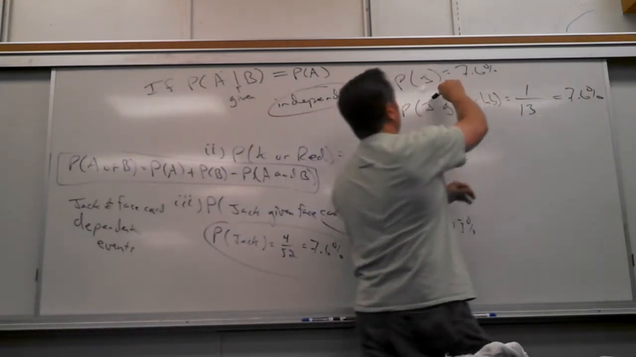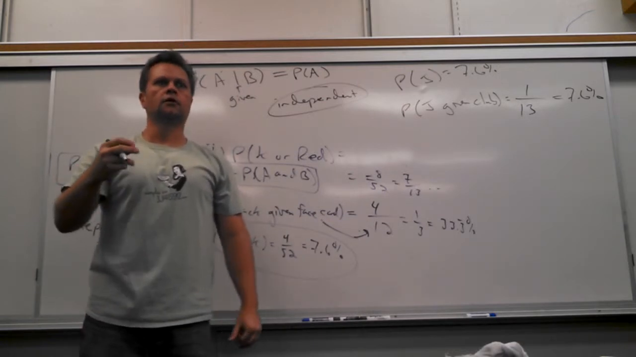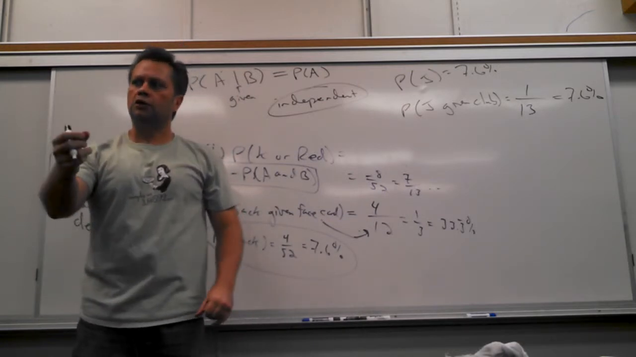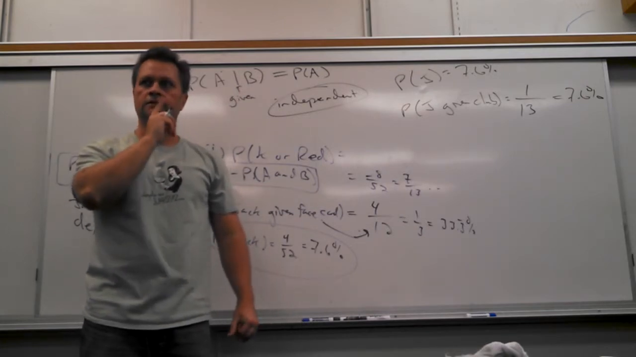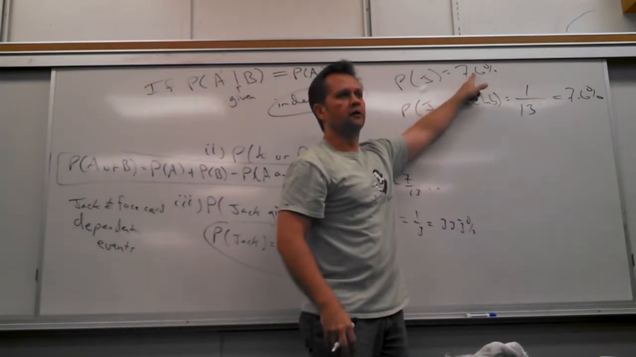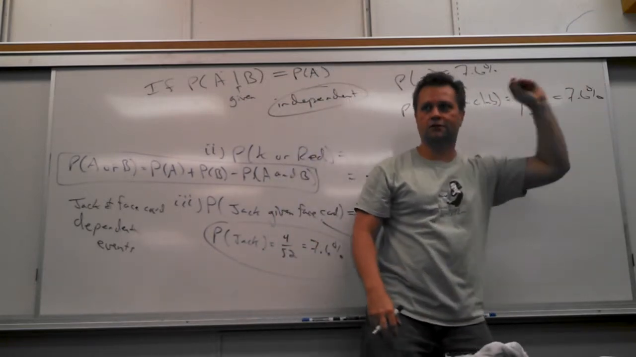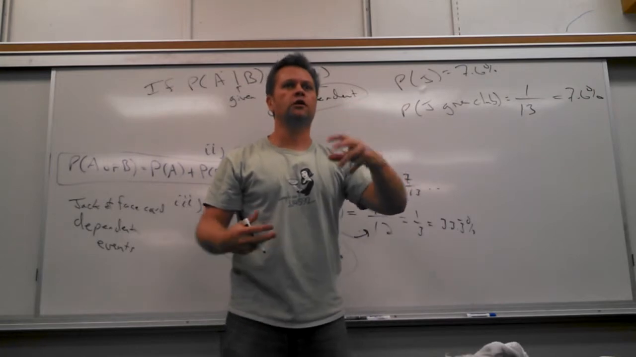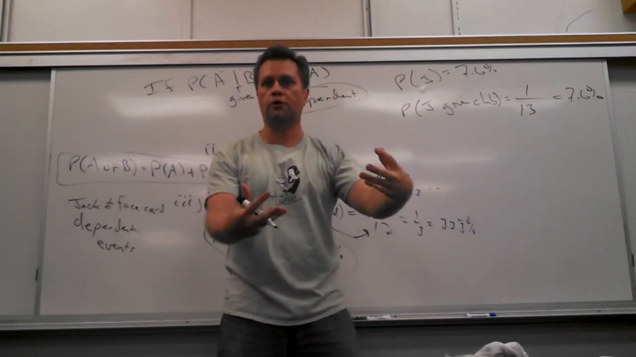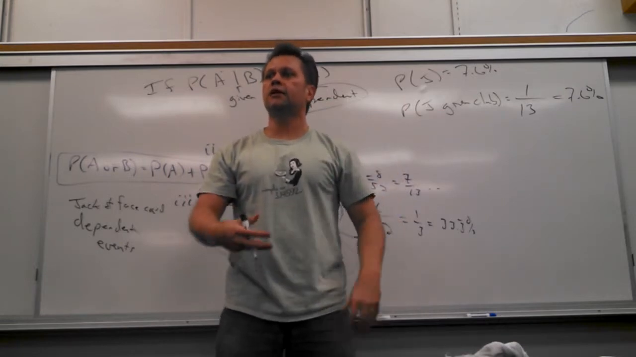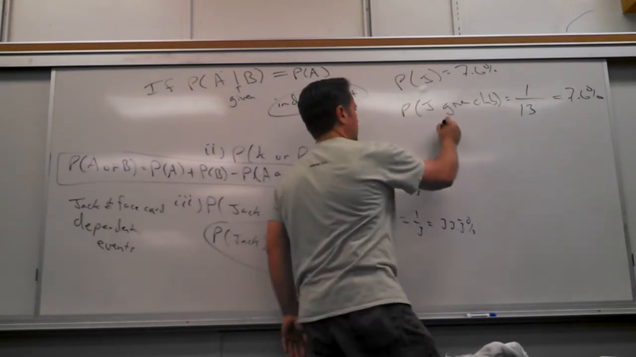So our jack and clubs, are those independent or dependent? Did the probability of jack change given that it was a club? Well, what it used to be? 7.6. What is it now? 7.6. So did it change? No. So what do you hope we would call that? If something happens and the other one doesn't care, I would hope we would call it independent. And thank God math says this one time I'll make it make sense. Yes, independent.